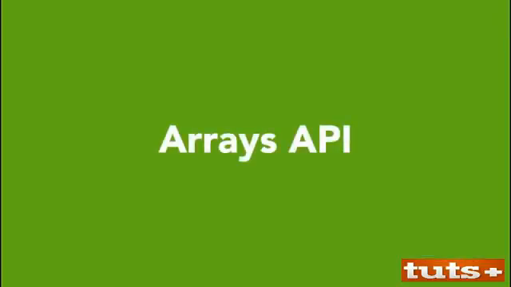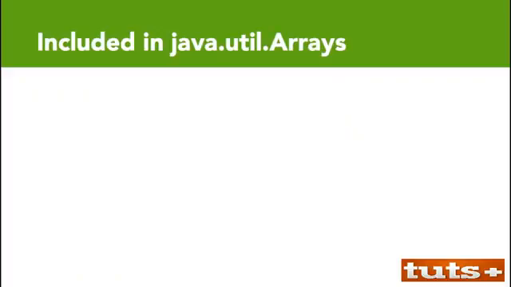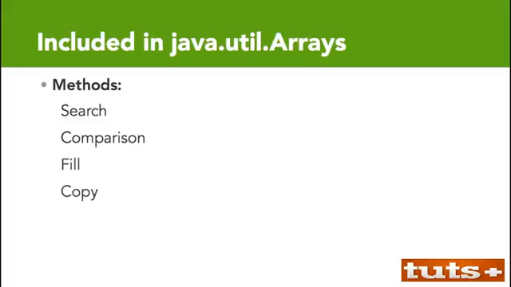Now that we've done a quick review of arrays, let's talk about the Arrays API that's included in the Java JDK. The Arrays API can be used if you include java.util.Arrays at the top of your program. It contains many useful array methods. Some of the methods include search methods, comparison methods, fill methods, copy methods, and sort methods. Let's take a look at a program that uses some of these.